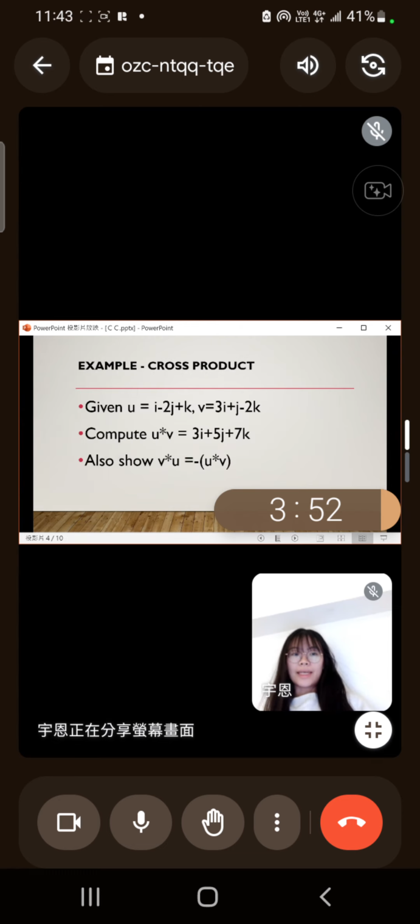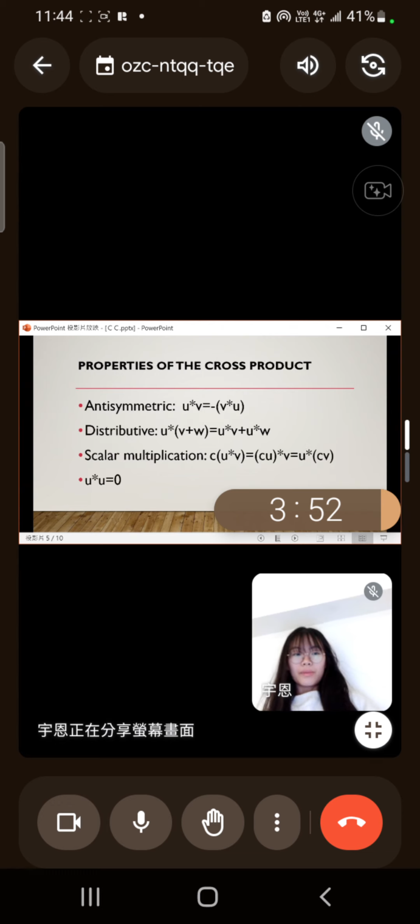The next is the example for the cross product. Here is a concrete example. Given vectors u equals i minus 2j plus k and v equals 3i plus j minus 2k, we compute their cross product to get 3i plus 5j plus 7k as seen up here. Notice that swapping the order of the vectors reverses the direction of the result.